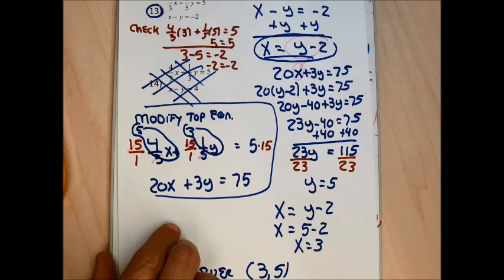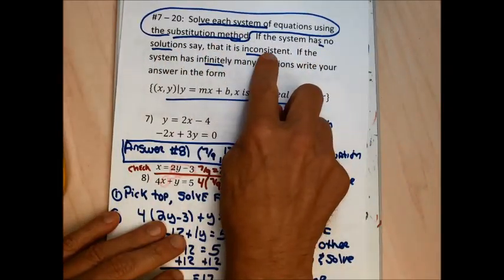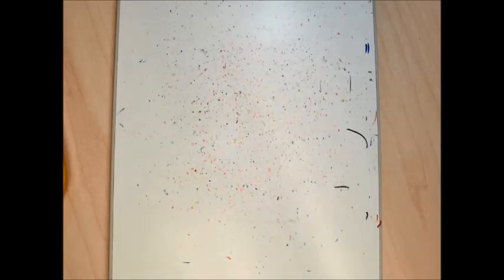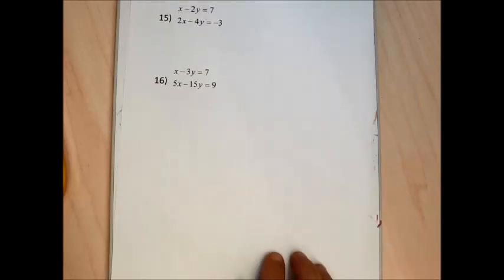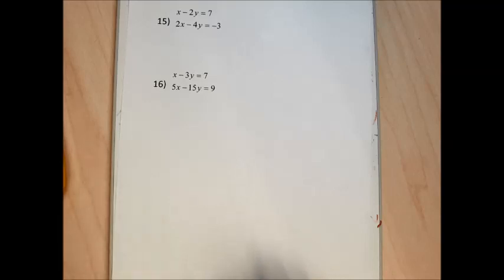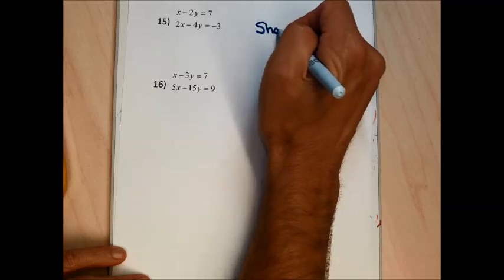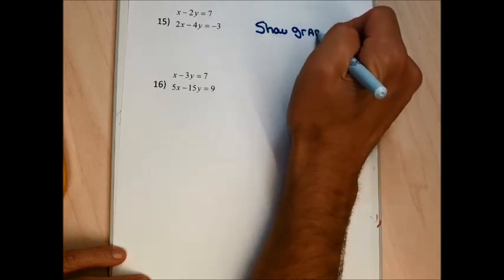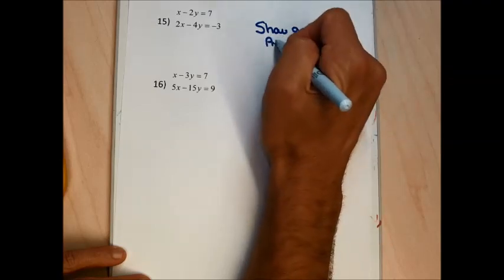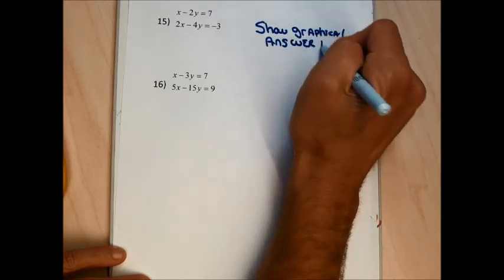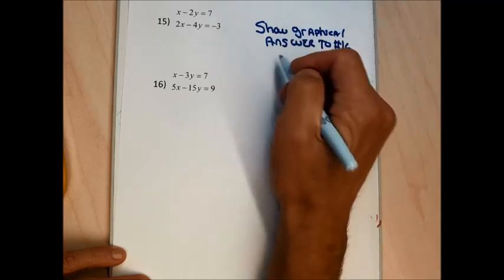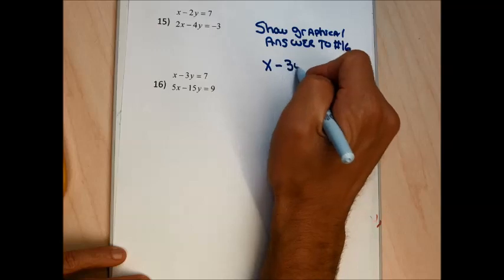We're about to, I think, head into something that was referred to in the problems, in the instructions. It says if the system has no solution, say that it's inconsistent. So for the first 3 or 4 or 5 problems that we've done, we've found where the two equations of the lines intersect. Let me show you graphically what happens in problem 16. So I'm going to show you the graphical interpretation to number 16.